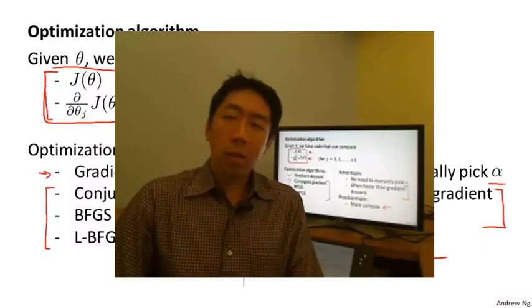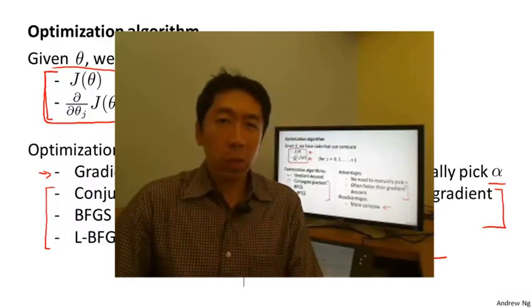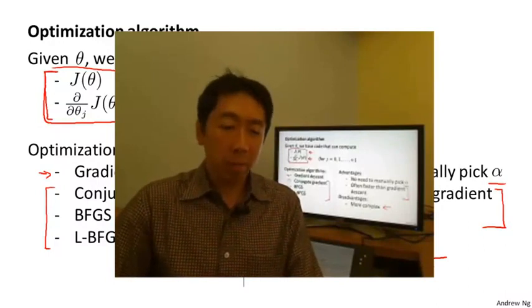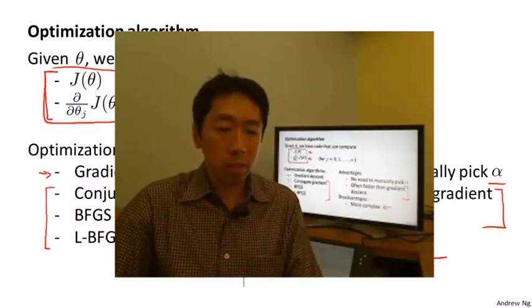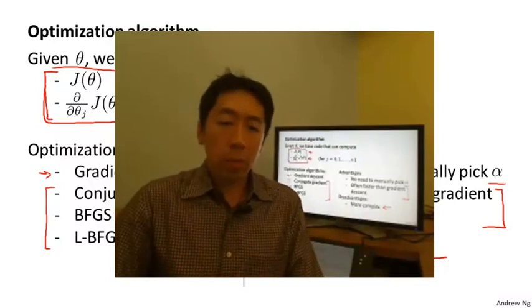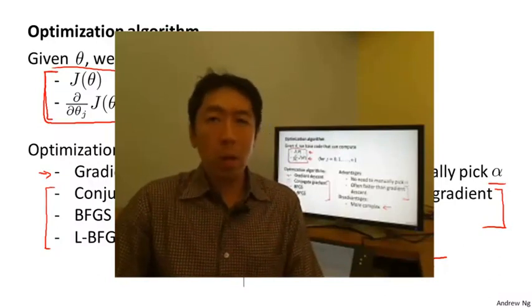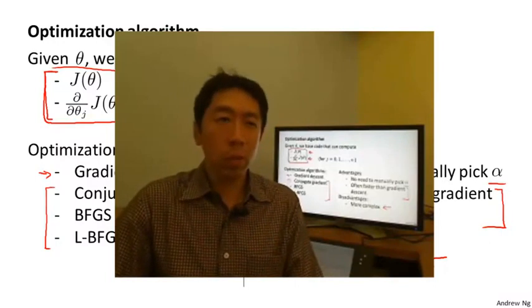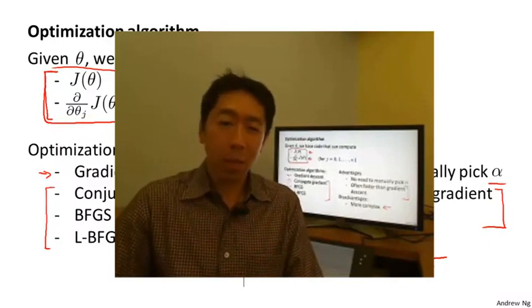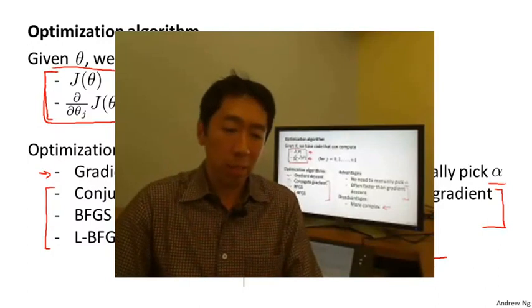Instead, just as I wouldn't recommend that you write your own code to compute square roots of numbers or to compute inverses of matrices, for these algorithms also, what I would recommend you do is just use a software library. So, to take a square root, what all of us do is use some function that someone else has written to compute the square roots of our numbers.